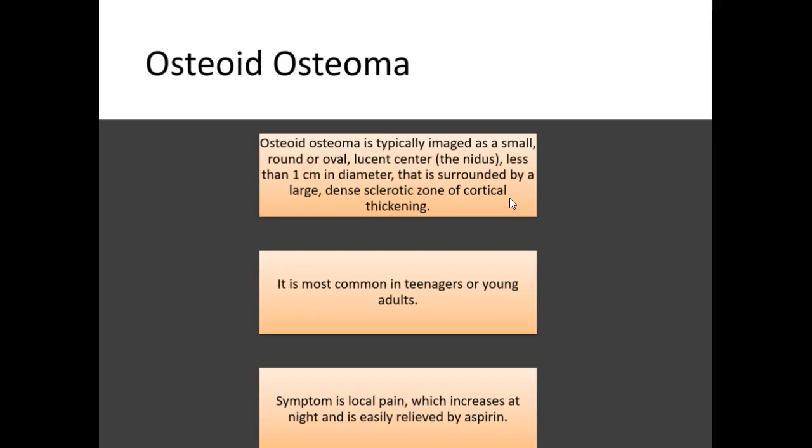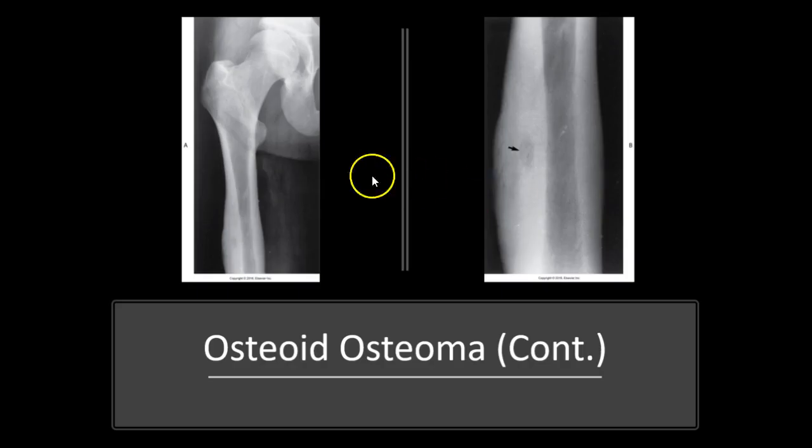Osteoid osteoma is typically imaged as a small, round or oval lucent center, less than 1 centimeter in diameter, surrounded by a large, dense, sclerotic zone of cortical thickening. It's most common in teenagers and adults. Symptoms are local pain, which increases at night and is easily relieved by aspirin. So you can see it in here, right there.